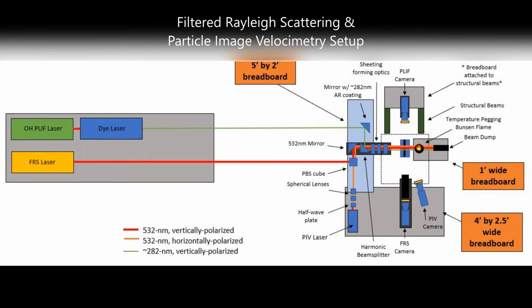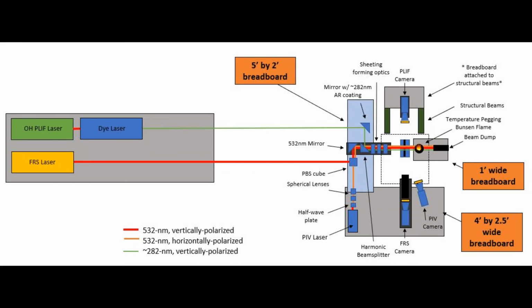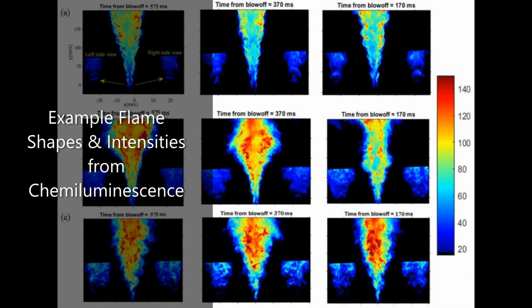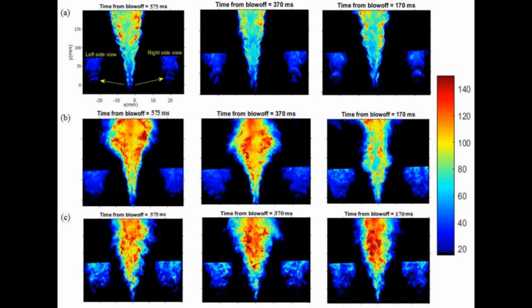By May of 2021, I should be finished aligning the OH-PLIF, FRS, and PIV lasers and optics. These will be set up to conduct filtered Rayleigh scattering and particle image velocimetry to simultaneously record temperature and velocity field data. I will begin this analysis with gaseous fuels such as propane before moving on to my liquid fuels of interest. After this, I expect to perform high-speed chemiluminescence imaging, which creates images of flame shape and intensity so that I can compare flames of liquid fuels as they near blow-off.